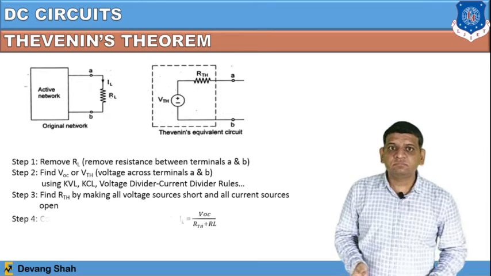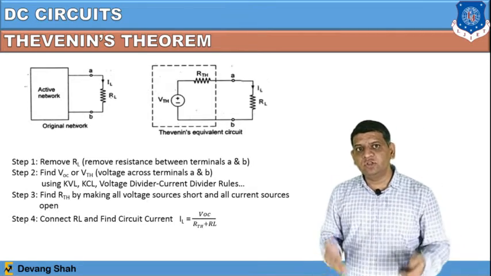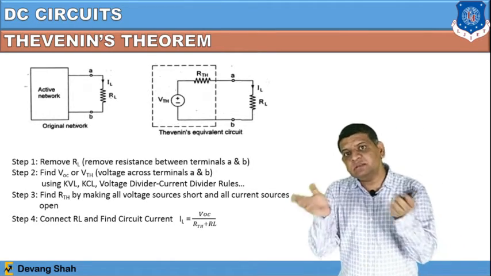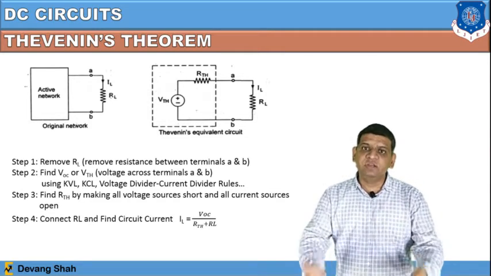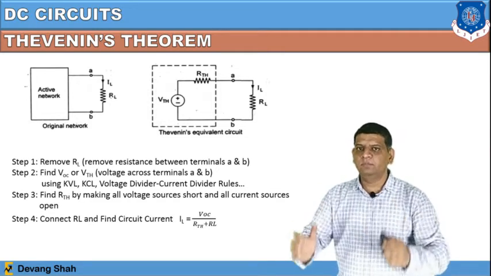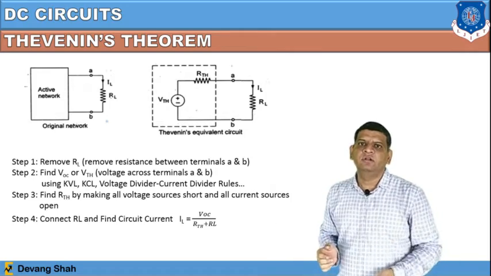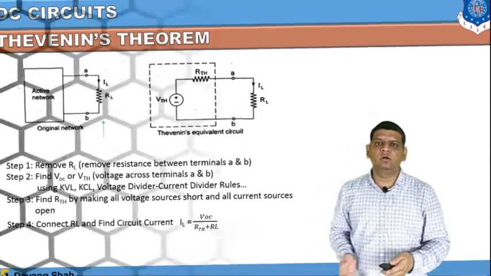And finally you have to connect RL. Once you connect RL, you can find the circuit current by using this equation: IL is equal to VTH divided by RTH plus RL, right? Now let's apply all those 4 steps in one of the examples.